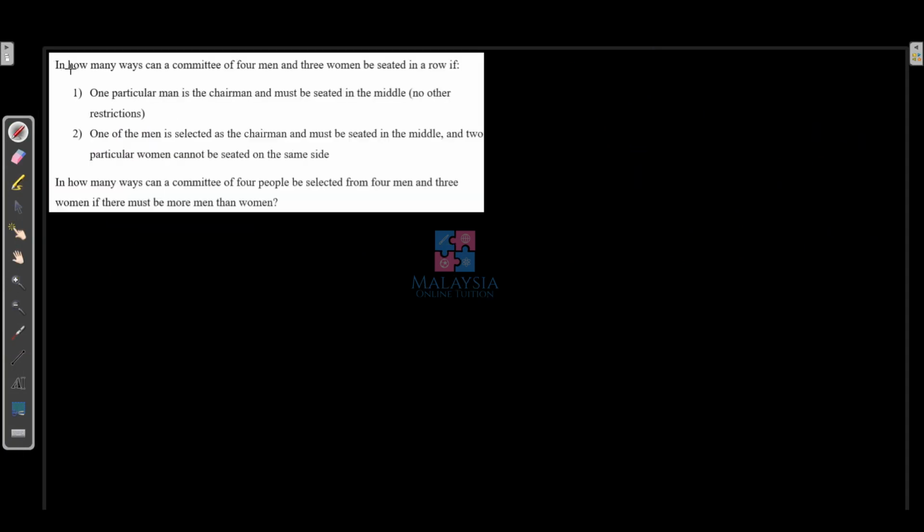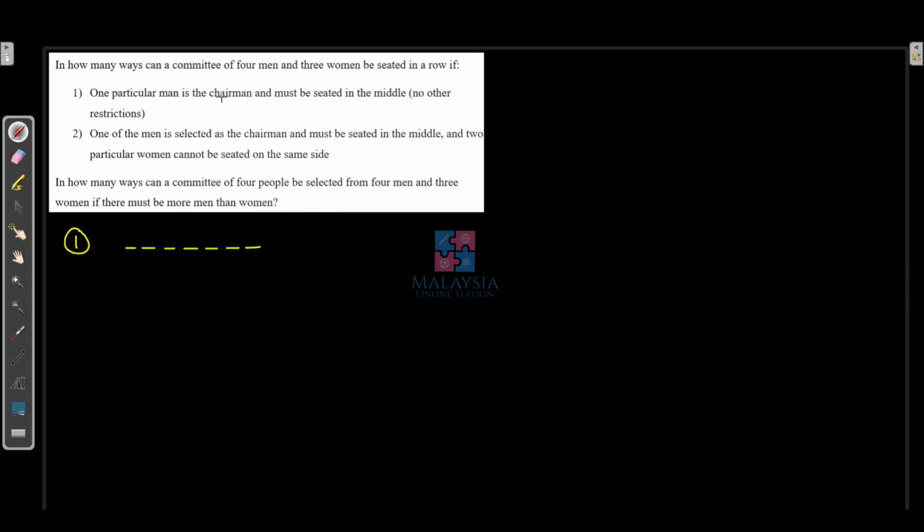Moving on to question number 4. In how many ways can a committee of 4 men and 3 women be seated in a row if, for part 1, one particular man is the chairman and must be seated in the middle, and there are no other restrictions? So for part 1, we have 4 men and 3 women, meaning we have 7 spaces. 1, 2, 3, 4, 5, 6, 7. So one particular man is the chairman, meaning that we already know who the chairman is.